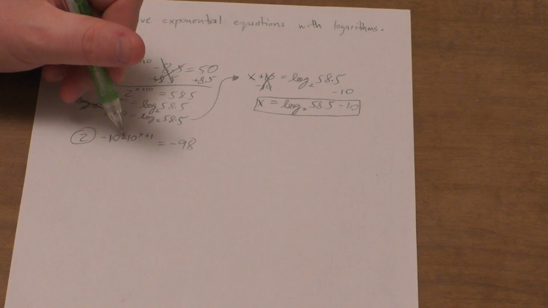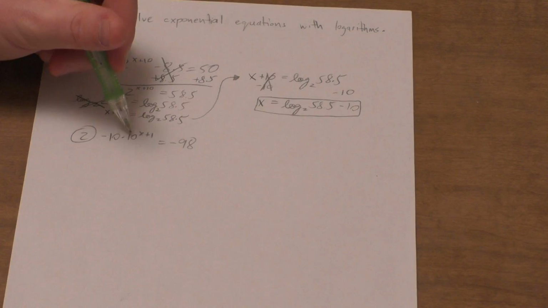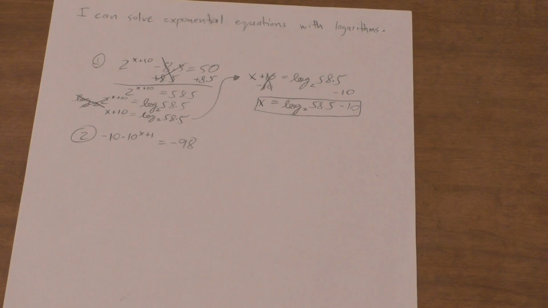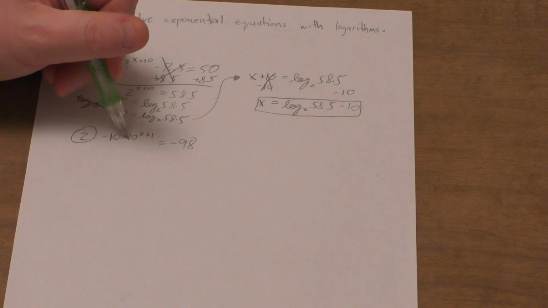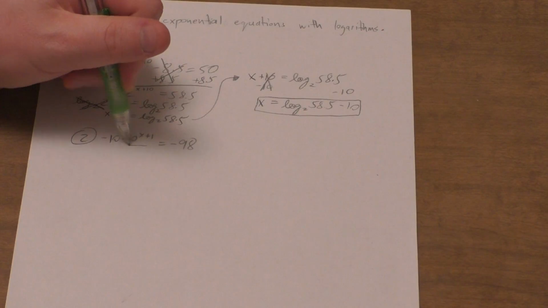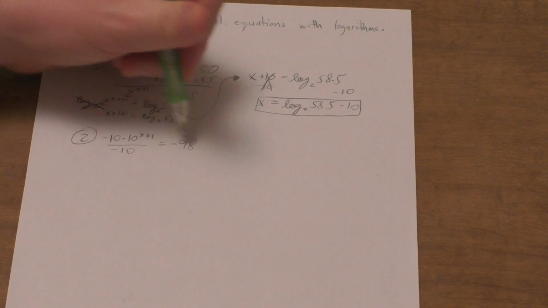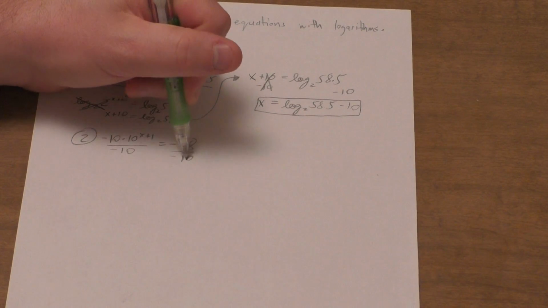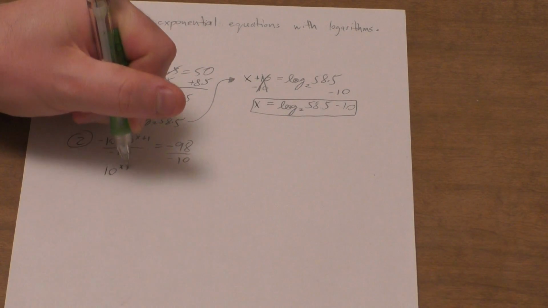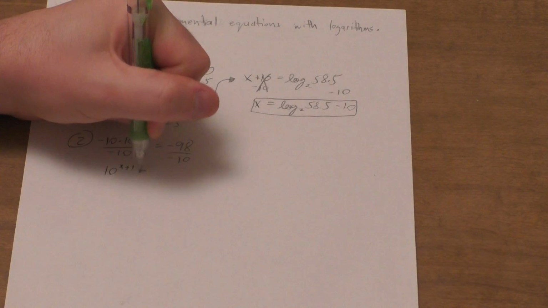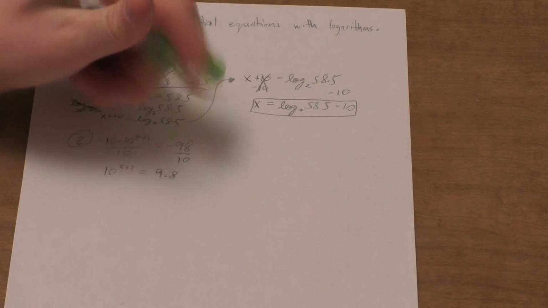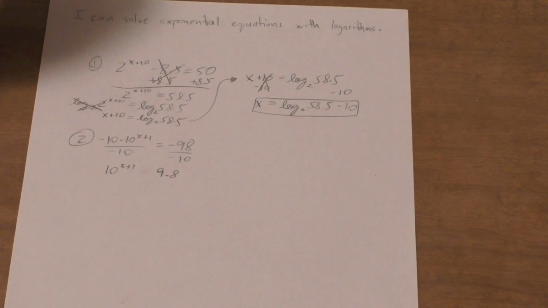So here I have negative 10 times 10 raised to the x plus 1 equals negative 98. So again, the first thing I want to do is get the exponential by itself. I have this times negative 10, so I'm going to divide by negative 10 on both sides. So I'm left with 10 raised to the x plus 1 equals 9.8. Let me leave a little more room here.